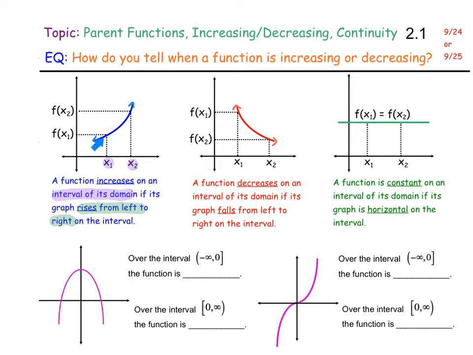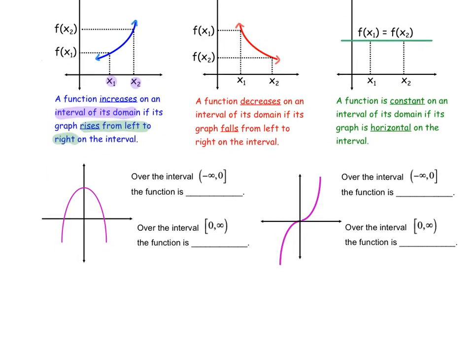So as we move left to right, the graph is going up. It's an increasing interval. As we go left to right, the graph is going down, it's a decreasing interval. As we go left to right, the graph remains flat, horizontal. That is a constant interval. So we got a couple examples here.